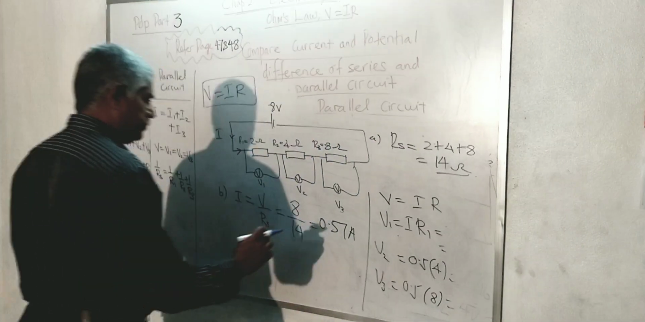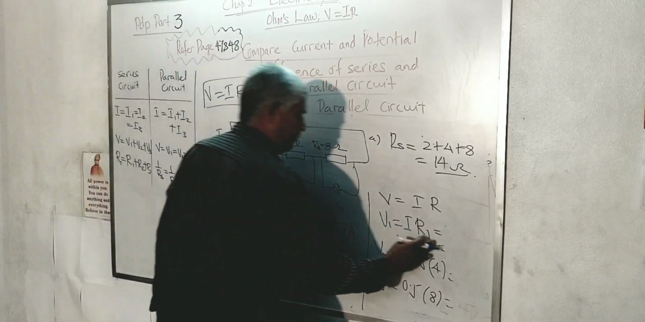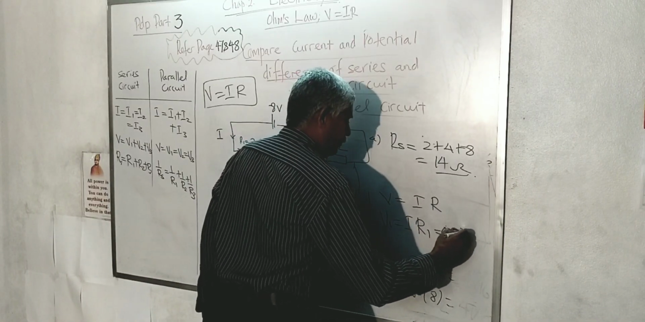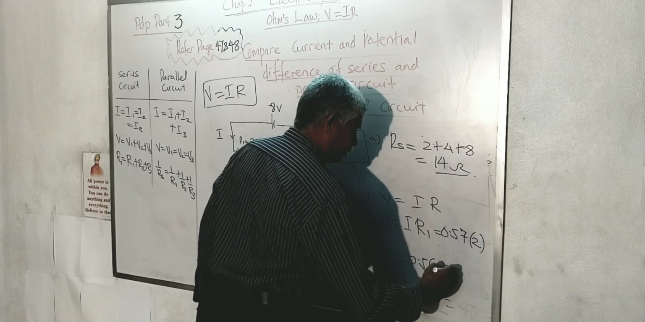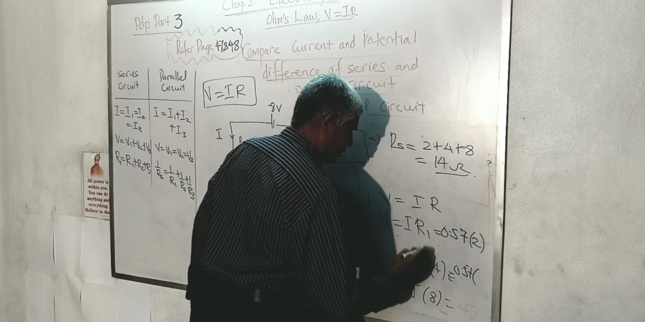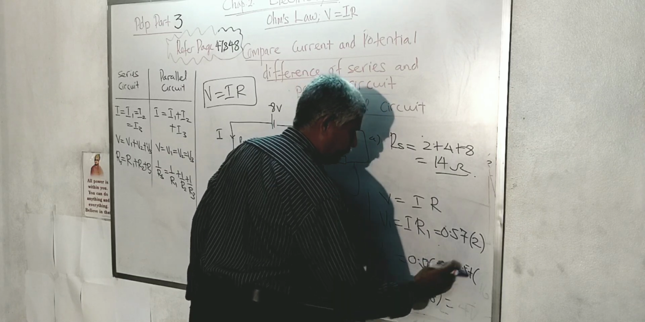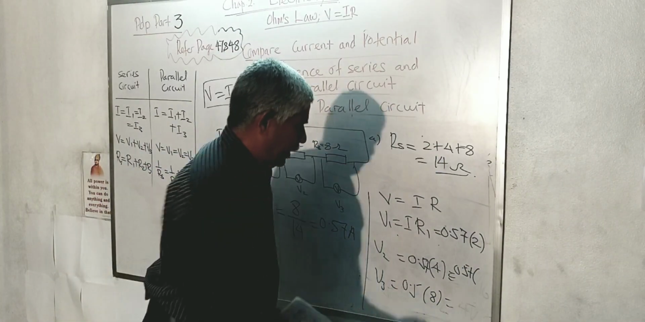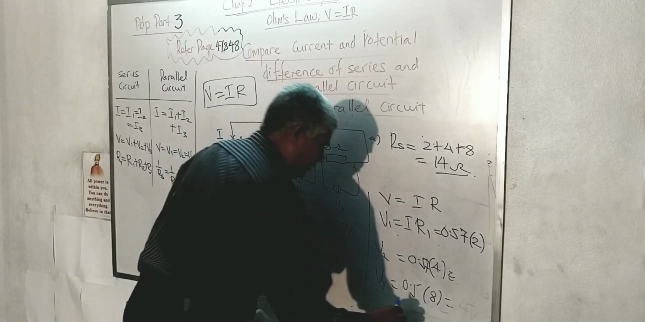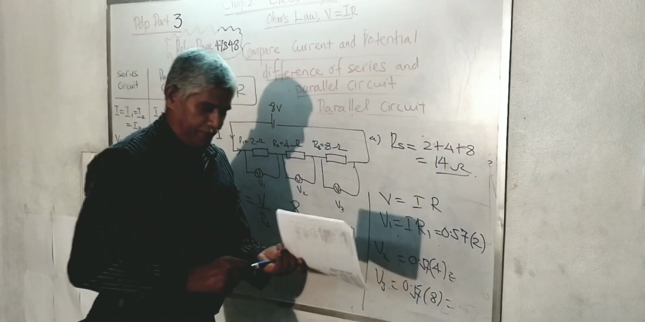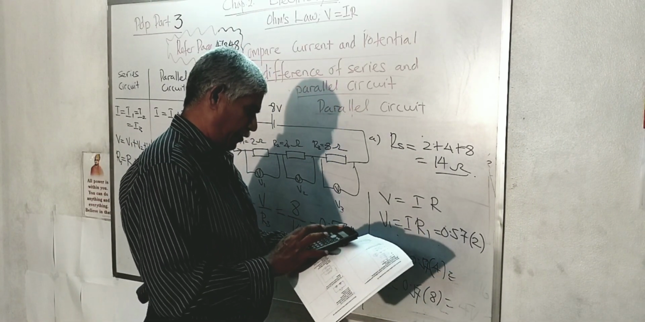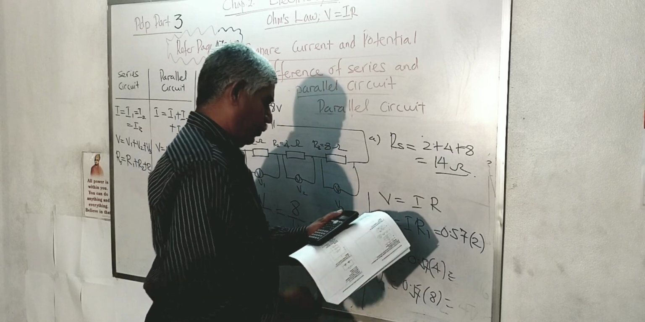0.57 ampere. So therefore, we recalculate. 0.57 times by 2, 0.57 times by 4, and then 0.57 times by 8. That's right. Okay. So 0.57 times by 4, you will get 2.28.